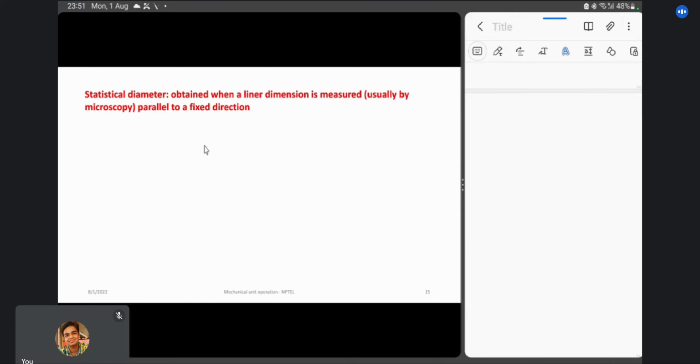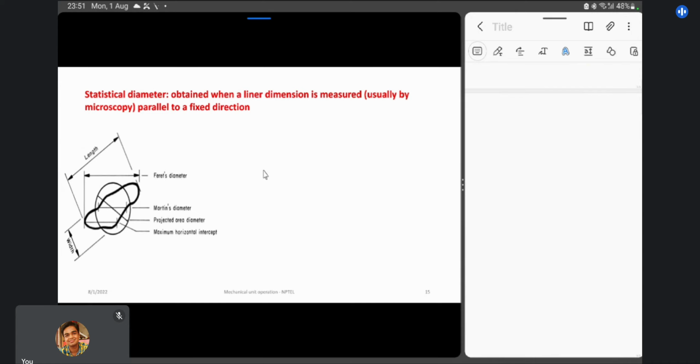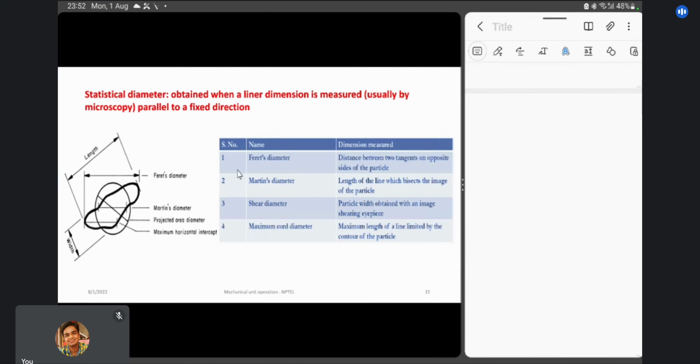So how can we do that? Like some microscope, different kinds of microscope, for understanding the diameters, that is used with different kinds of statistical diameter. So there are many different methods here. I am just listing 3 or 4 which were discussed by the professor. One is Feret's diameter, which is nothing but the distance between two tangents on opposite sides of the particle. So on the opposite sides, we are just plotting the tangents, and the distance is the Feret's diameter. Then Martin's diameter, the length of the line which bisects the image of the particle into 2 parts.